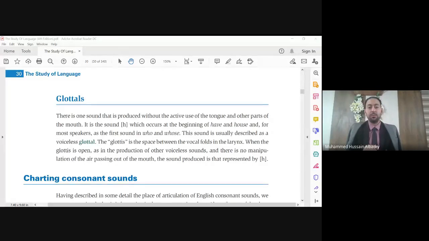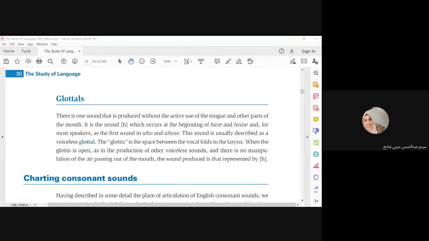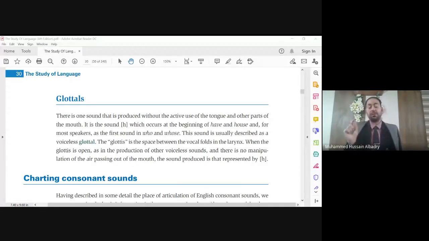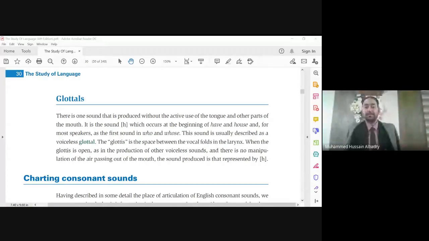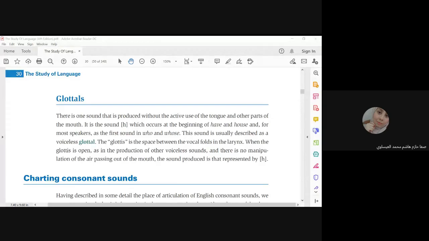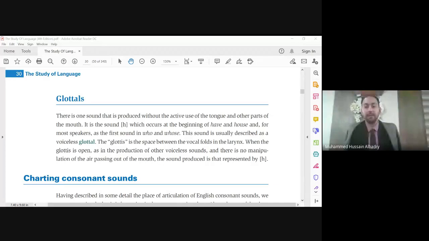As a letter, what do we call it? Which letter? Yes, who can tell me? As a letter, what do we call it as a letter? Sound he. As letter. H. H. Yes, good. As a letter, what do we call it? Not a place of articulation. As a letter. H. H. Okay. H.